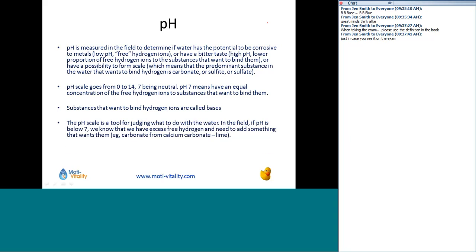The pH scale is a tool for judging what to do with the water in the field. It's a field test. If pH is below 7, we know we have excess free hydrogen and we need to add something that wants them, like carbonate from calcium carbonate or lime. If you have a pH above 7, you have more alkaline substances than free hydrogen ions and you need to add something like citric acid to bring the pH down.